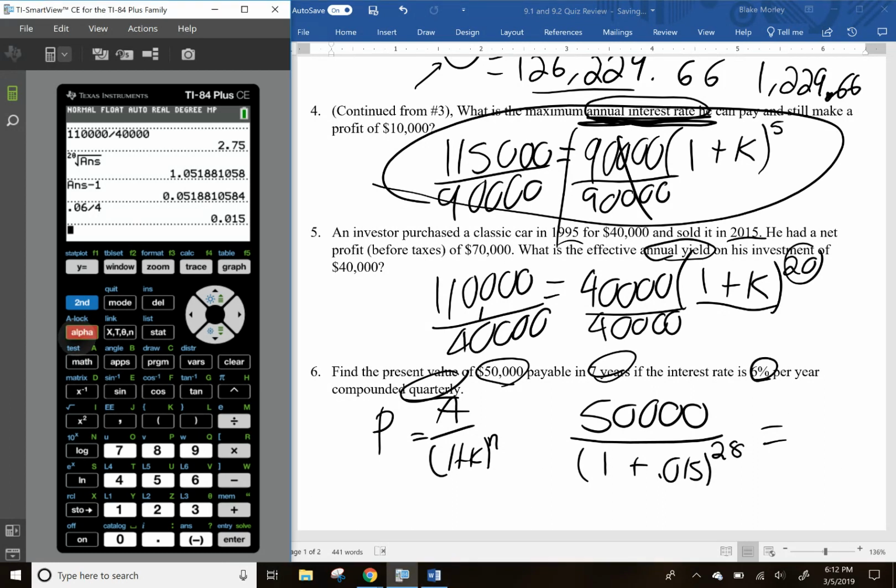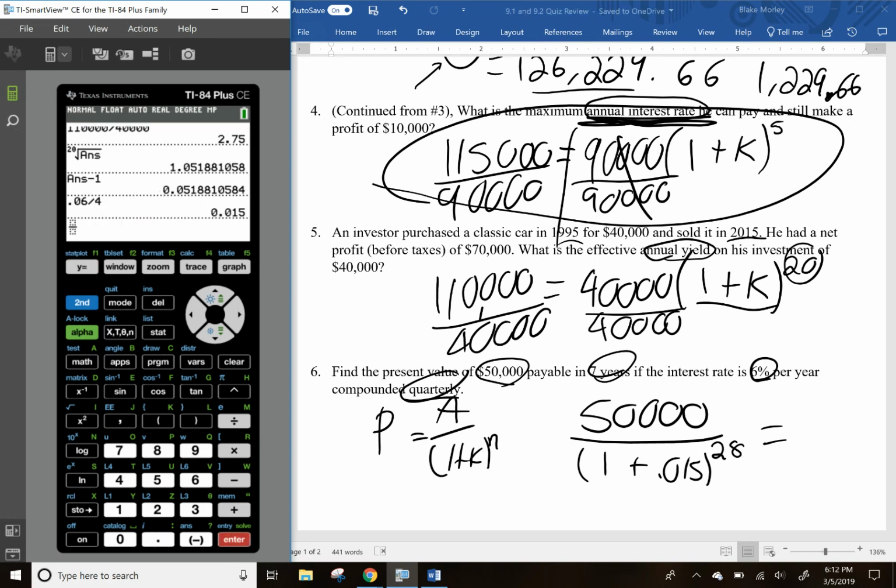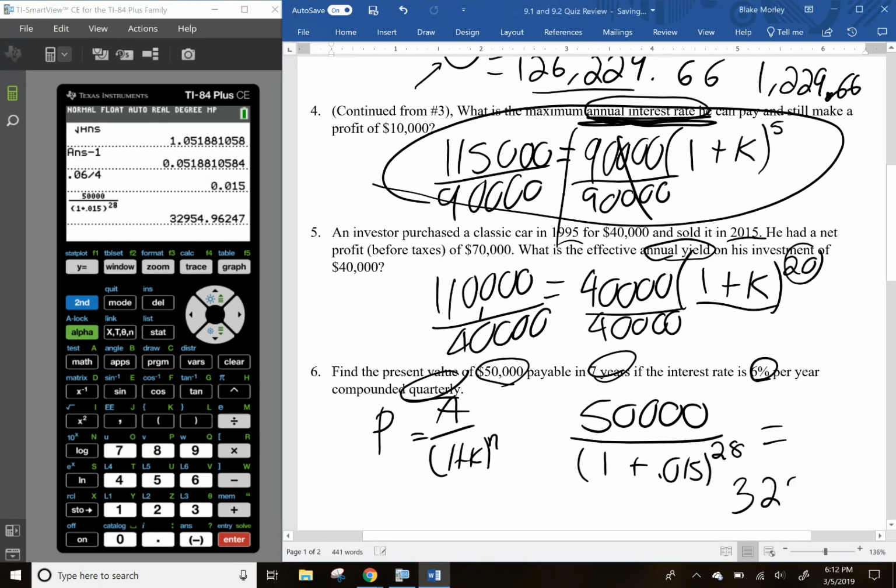To type in this fraction, I'm going to hit alpha y equals, choose the number 1 option, hit enter, and type this fraction. 50,000 on top, and on the bottom, parentheses 1 plus 0.015 to the 28th power. And I get 32,954.96 as the present value. So basically, I'm going to owe $50,000 in 7 years, but today that loan is worth $32,954.